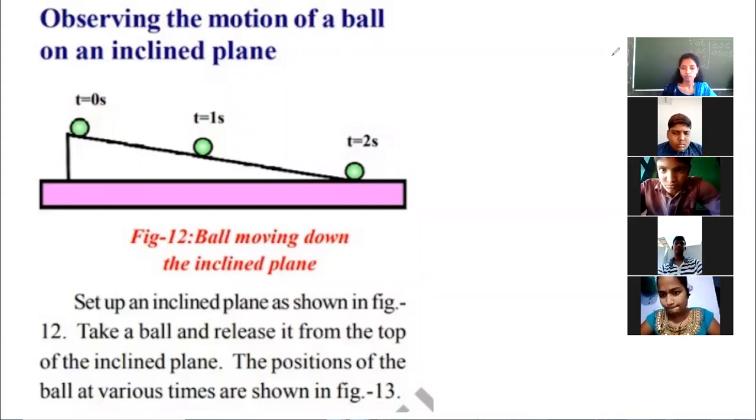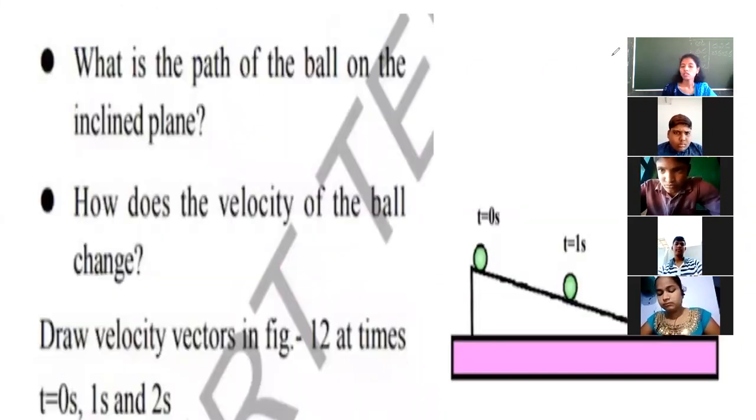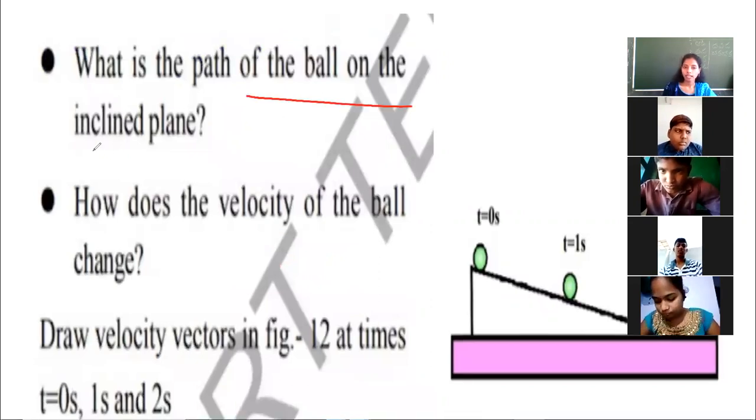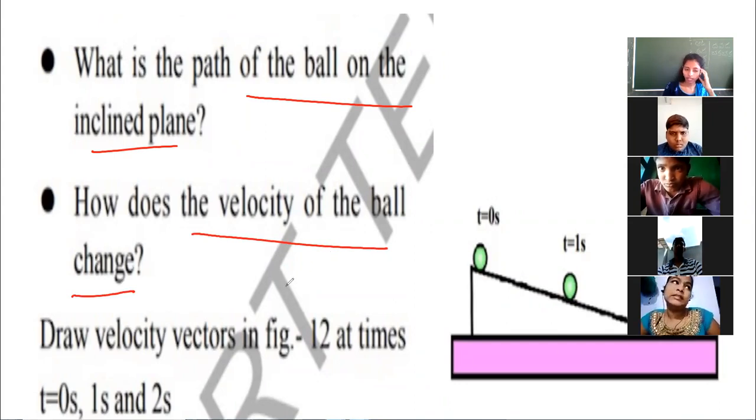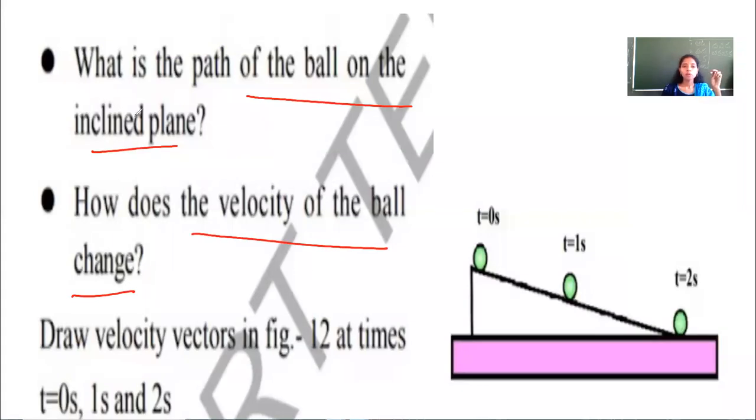So now see, some questions are asked here. What is the path of the ball on the inclined plane? And how does the velocity of the ball change? Here it asks to draw velocity vectors in figure 12 at times t equals 0, t equals 1, and t equals 2. Can anyone tell what is the path of the ball on the inclined plane?